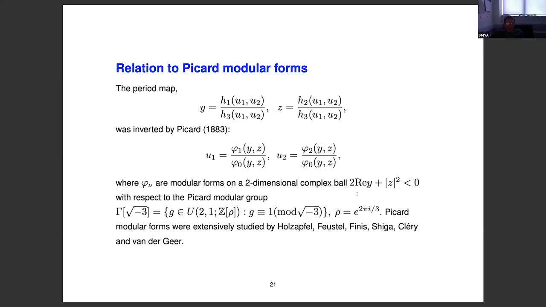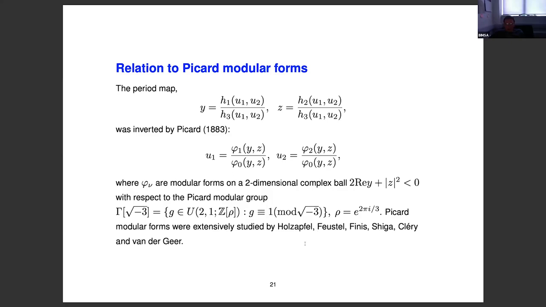are certain modular forms on the complex ball, which is given by this formula, with y and z restricted by this formula. Y and z here are complex, strictly speaking. These are modular forms on this ball, and there is a group, the Picard modular group, acting on this ball. So these functions, phi 1, phi 2, phi 0, behave as modular forms of suitable weight and character under this group.